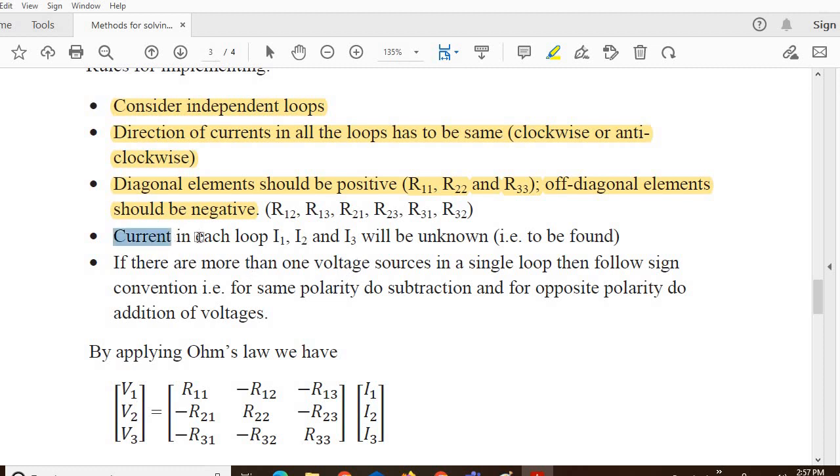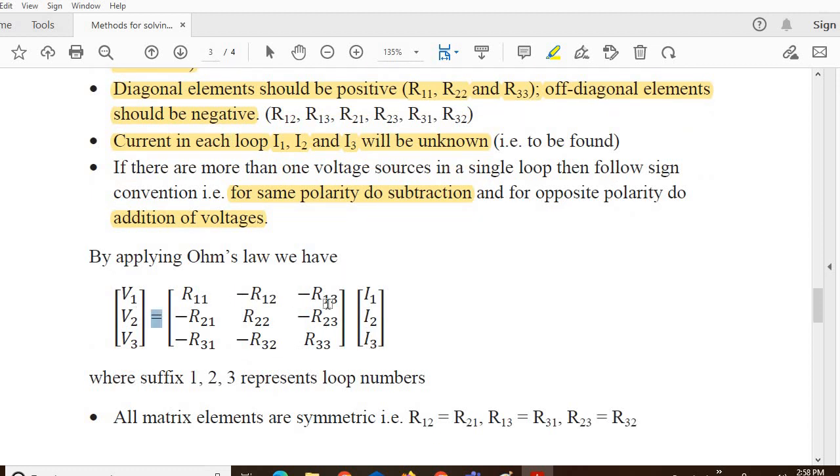The fourth important rule is that the current in each loop, I1, I2, I3, will be unknown, and we have to calculate the value. And the important additional rule, which might not be applicable for each and every example, is only applicable for the voltage sources. If in one loop there are one or more voltage sources, we have to follow the polarity conventions. If the battery sign conventions are opposite, then we add the voltages. If they have the same sign conventions, then we subtract the voltages. So this is the way we implement Ohm's law.